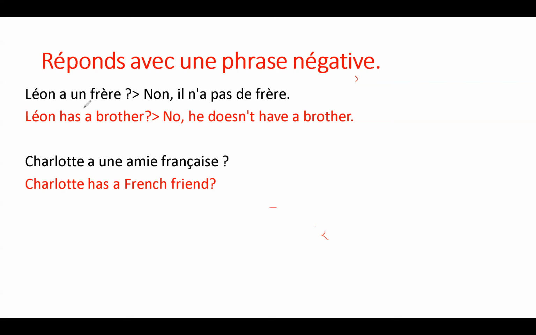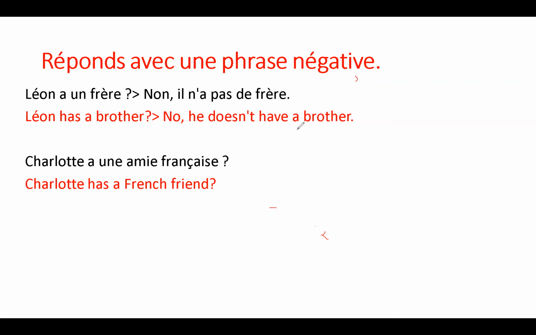Now, example you have, Léon a un frère. So Léon has a brother. A is there. Now, negation, you need to reply. So you say no. Il n'a pas de frère. You know, Léon is masculine. So il, no, he doesn't have a brother or any brother. Like any word by word translation is not there. So the sense comes, that is, he doesn't have any brother.